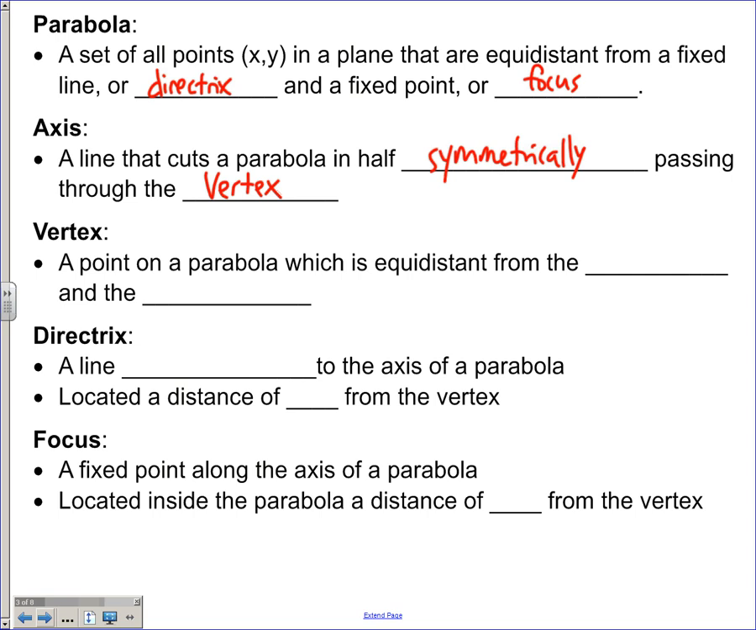Now our vertex is the point on the parabola that's equidistant from both the directrix and the focus.